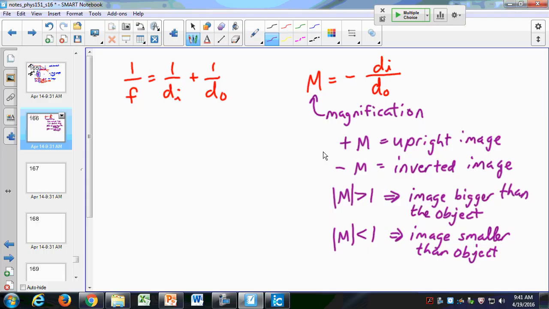So let's say, for example, this is my object. If my magnification is equal to -2, my image would be twice as big and inverted. Whereas if this is my object and my magnification was equal to +1/2, my image would be upright and half the size of the object. So this is the object, this is the image. Okay? The value of the magnification gives whether it's bigger or smaller. The sign of the magnification gives whether it's inverted or upright.